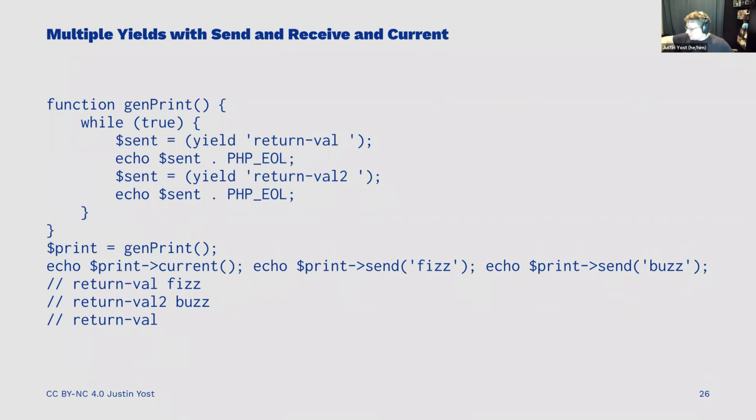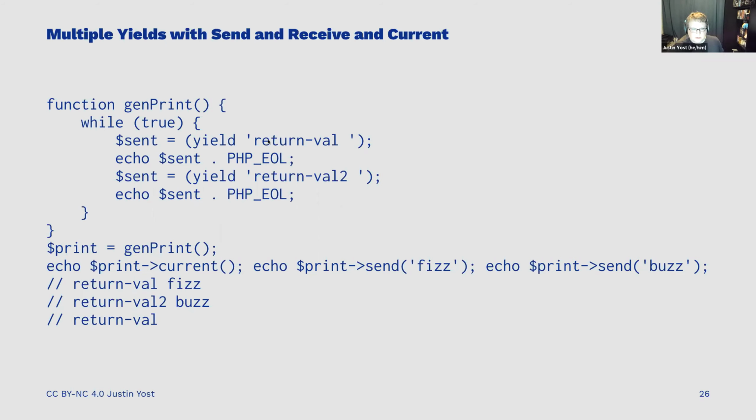Putting more of it together. What happens when you have multiple yields and you have a send and you have a receive and you're trying to use current? Okay, so let's get even more complicated. So we have print is equal to gen print, right? Echo print current, right? Find the first yield, get the return value or the yielded value. So that becomes this return val.